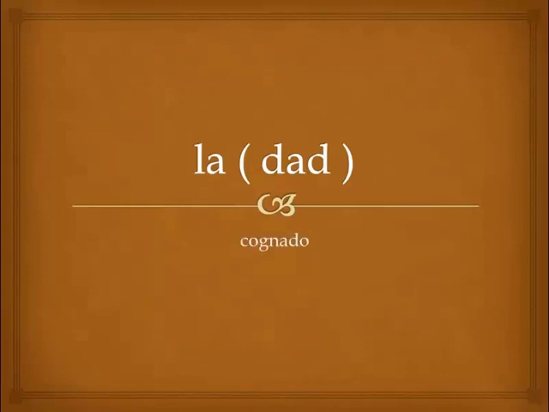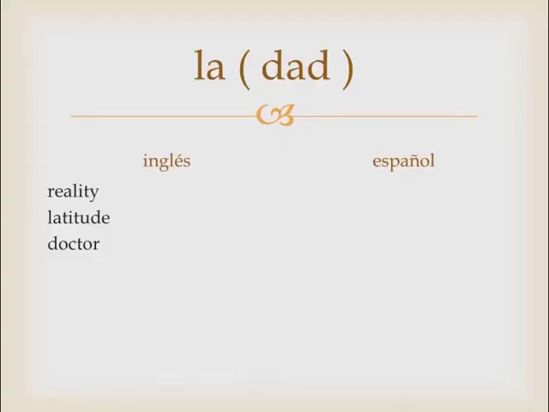La, dad, cognado. This list of words is going to be cognates, words that mean the same in English and in Spanish. They're feminine, they start with la, and they end in dad. We have two lists: reality, latitude, and doctor. Finally, simply, and sincerely. Reality is a word that ends in ty, and there are many words in Spanish and in English that end this way.